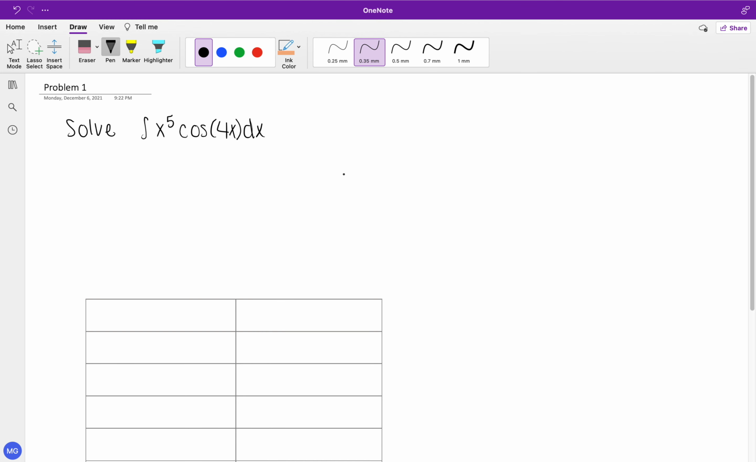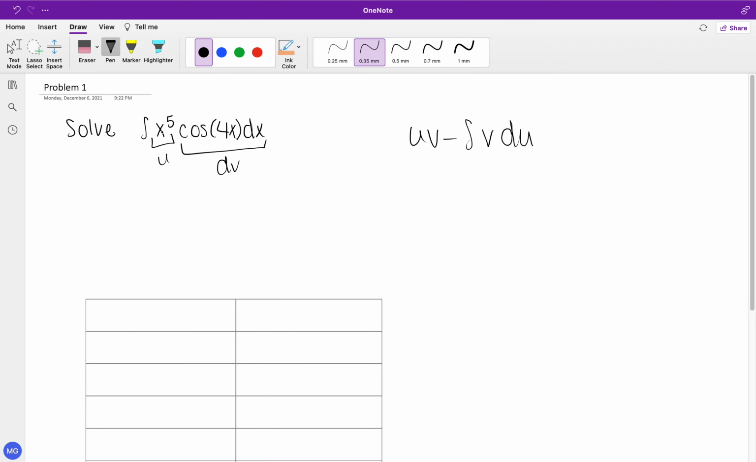For this problem, we have to solve the integral of x to the fifth cosine of 4x dx. For this problem, we can use integration by parts, and the formula for that is uv minus the integral of v du. Here we can say that x to the fifth is our u, and cosine of 4x dx is our dv.